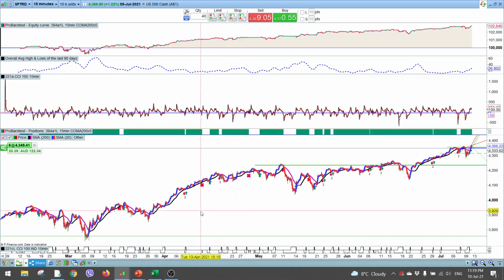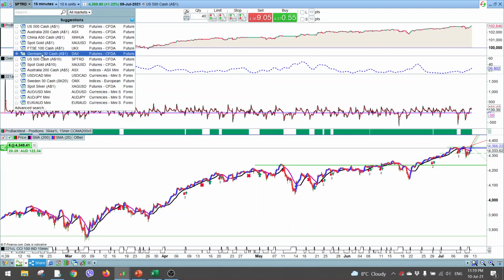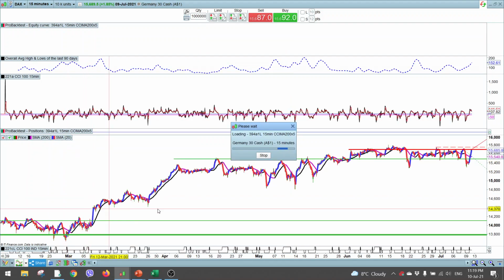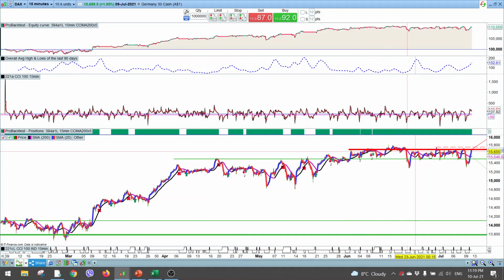Let's look at the US market. This has done very well also. It's accumulated $2,800. Again, these are all in Aussie dollars we're trading. And it's doing quite well. The German market pretty much remained flat for the last couple of months along this resistance line, but it's also risen quite nicely from 5 months ago.